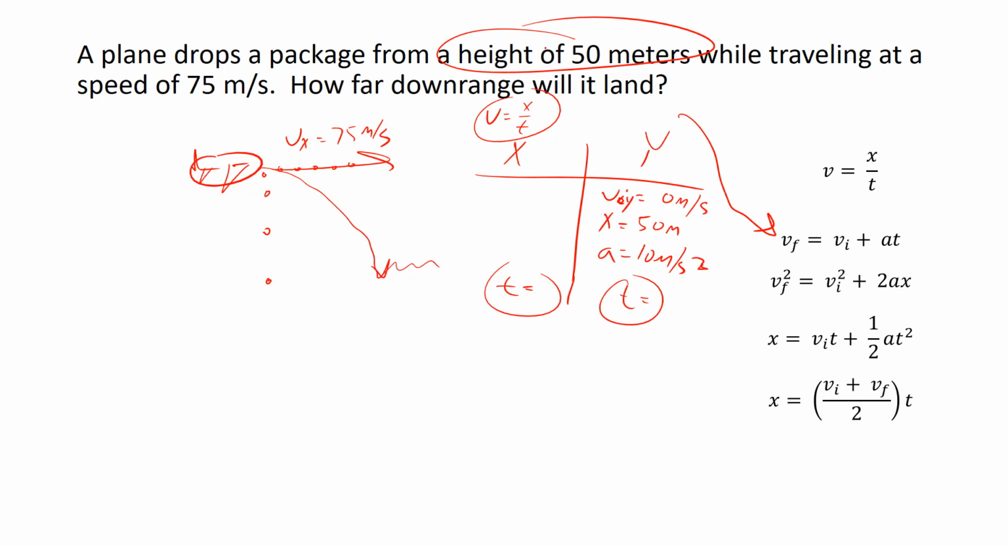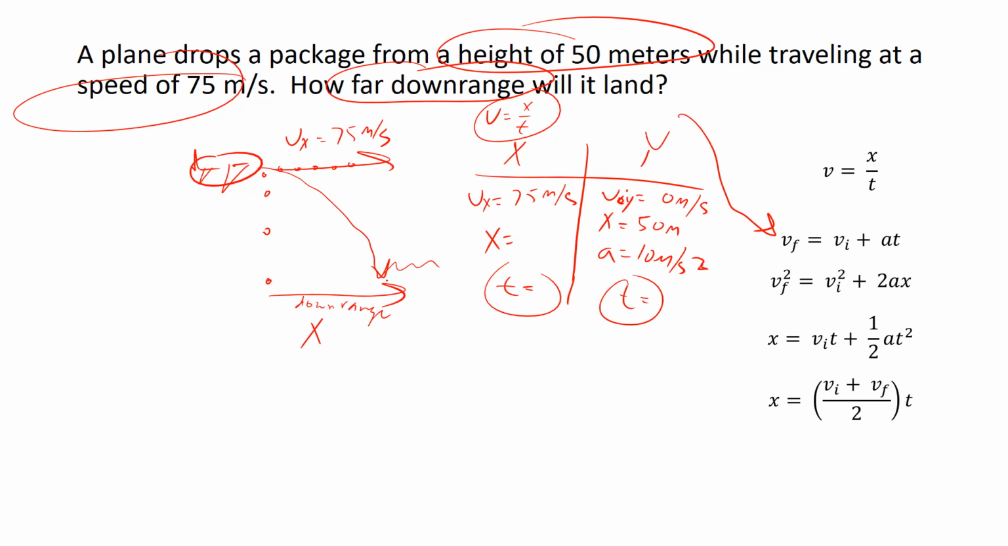Well, let's finish off our givens. The Vx, the speed in the x-axis, was 75 meters per second. What we're trying to solve for is downrange. Have you ever heard the term downrange? We're talking about just the ground or just the forward. So another way of saying downrange is x, or displacement in the x-axis. We're not concerned with this.